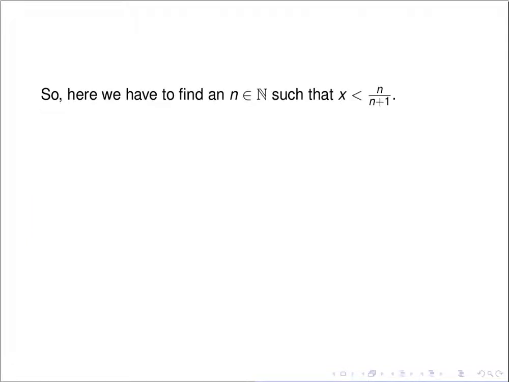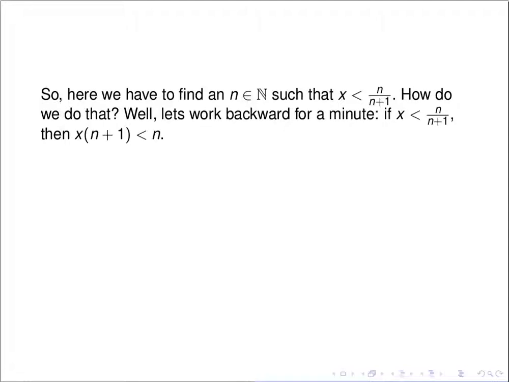So here we need to find a natural number with a particular property. All right, and so we need to build that natural number. We need to find it somehow, and we need to show it has the correct properties. So how do we do that? Well, let's work backward for a minute. This is something that would never go into a proof, this working backward business. It's not logically the right direction to go, but let's just play around with it for a minute.